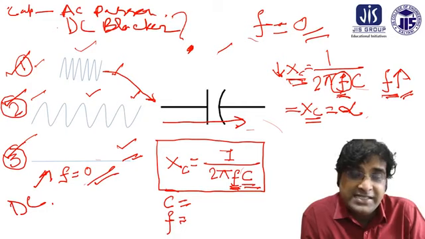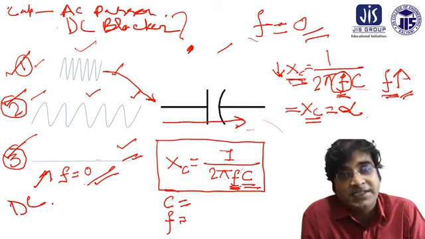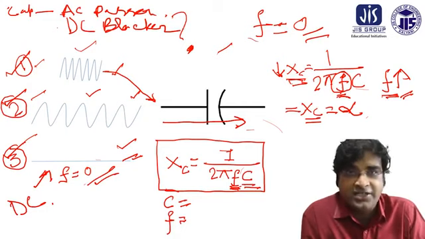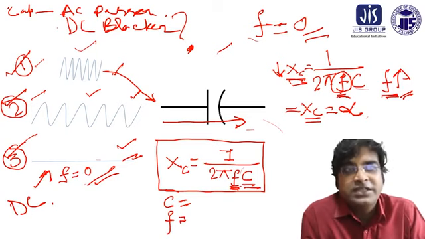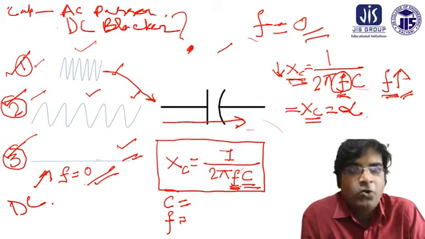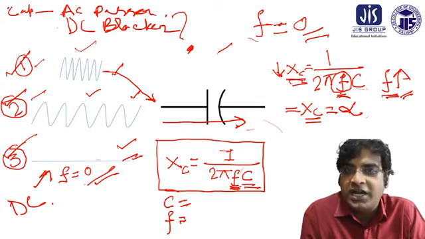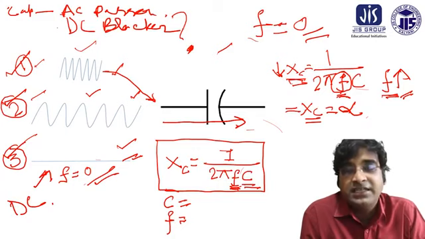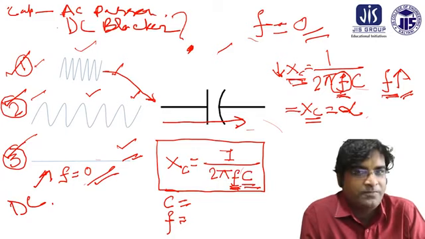It is the vice versa in case of inductance. Everything is vice versa, because at that time XL equals 2 pi FL. So from this video we can understand the capacitor is an AC passer and DC blocker.